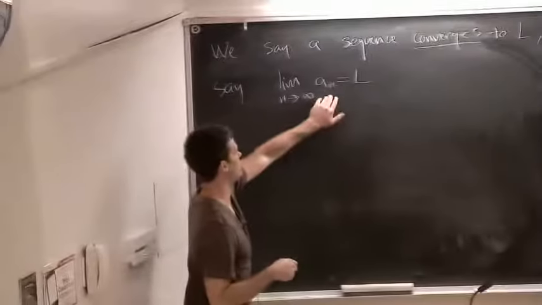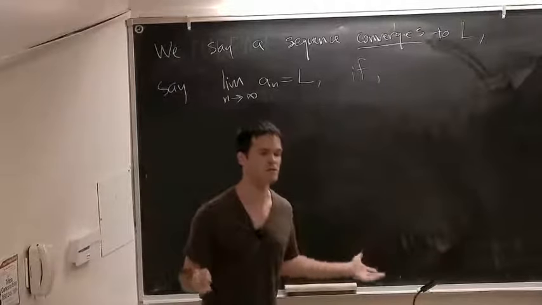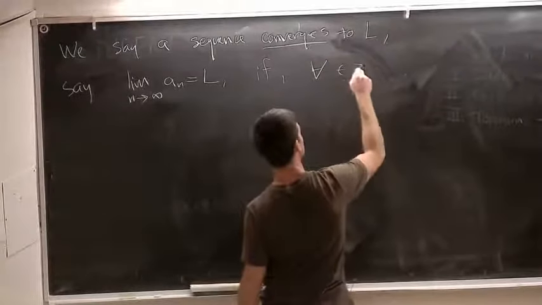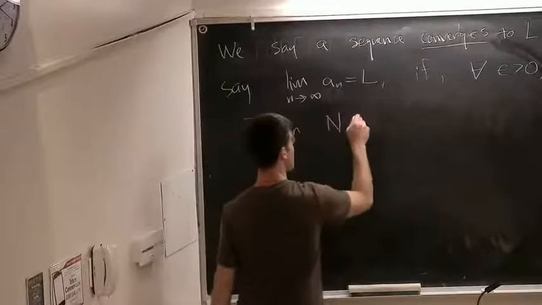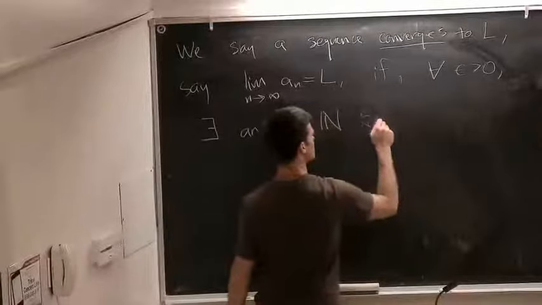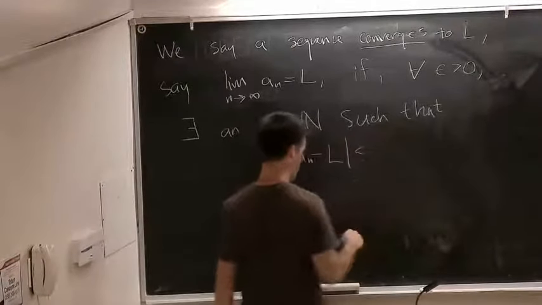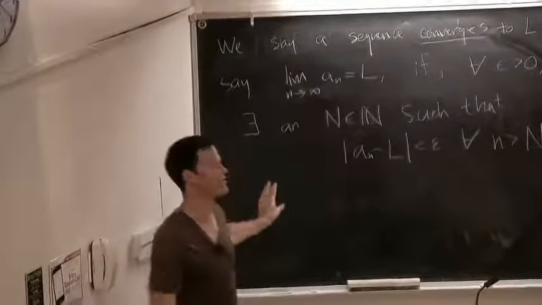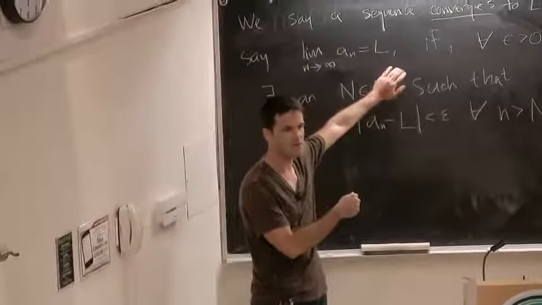and we write the limit of a_n is equal to L if, and this should remind you of your limit definition from the beginning of calculus, for all epsilon greater than 0, there exists a natural number N such that |a_n - L| is less than epsilon for all indices n bigger than the capital N. So it's kind of a tricky looking definition, but all it means is eventually the sequence gets very close to this number that I'm calling L, the limit L.